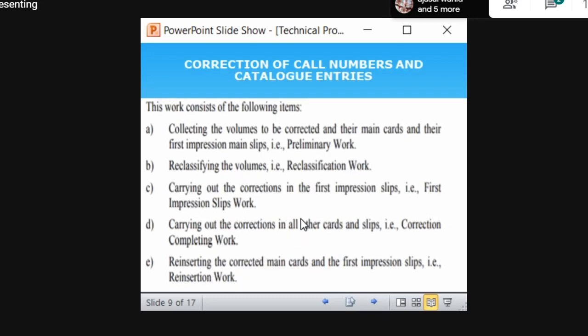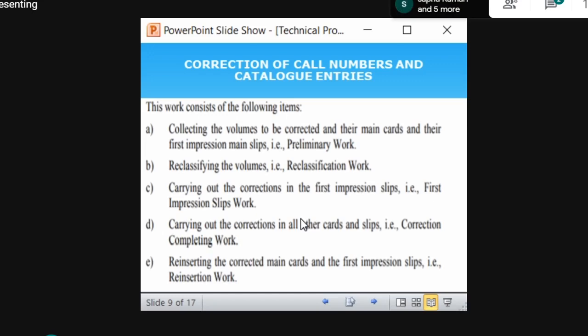Now the fourth duty is correction of call numbers and catalog entries. The classification section and the cataloging section have assigned a class number, the call numbers, and the cataloging section has provided the cataloging entries. Now they are going to check it. Another team will check it. Collecting the volumes to be corrected on their main cards and their first impression in the main slip. Again, they will do preliminary work. Whether the card entered from the cataloging section is correct, whether we need to make any changes, they will check it. That is preliminary work.